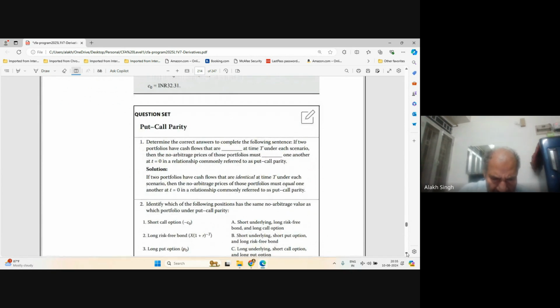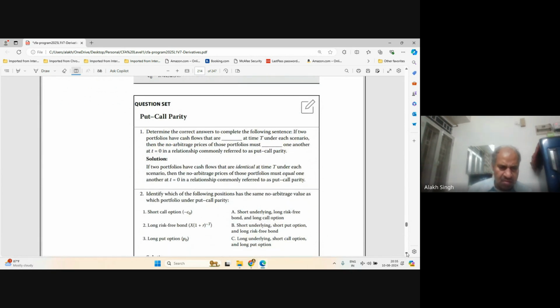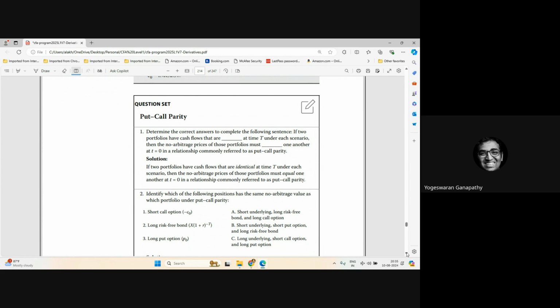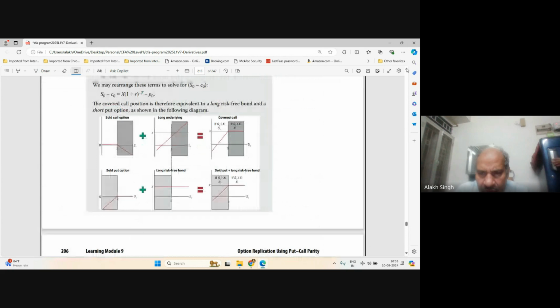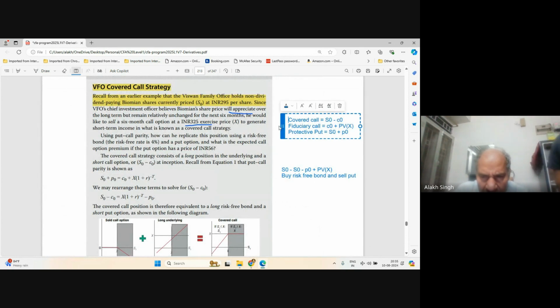Okay, you have to match this. Yeah, this one should be easy. Identify which of the following positions has the same no-arbitrage value as which portfolio under put-call parity. Let me bring this formula. Rearrange the formula, you can easily do it.